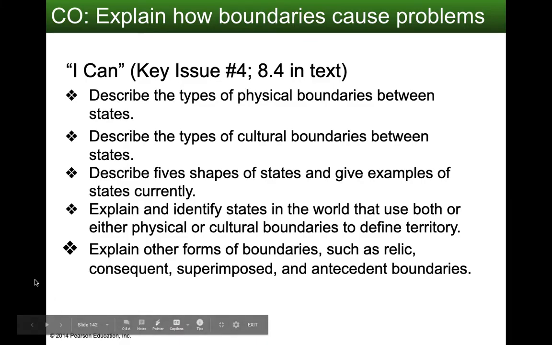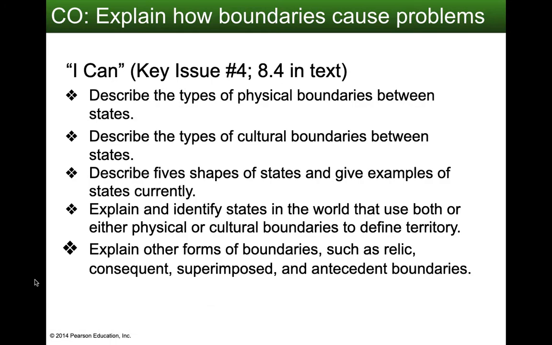All right, moving on to key issue 4. Explain how boundaries cause problems. Statement 1, describe the types of physical boundaries between states. 2, describe the types of cultural boundaries between states. 3, describe 5 shapes of states and give examples of states currently. 4th, explain and identify states in the world that use both or either physical or cultural boundaries to define territories. And lastly, explain other forms of boundaries such as relic, consequent, superimposed, and antecedent boundaries.